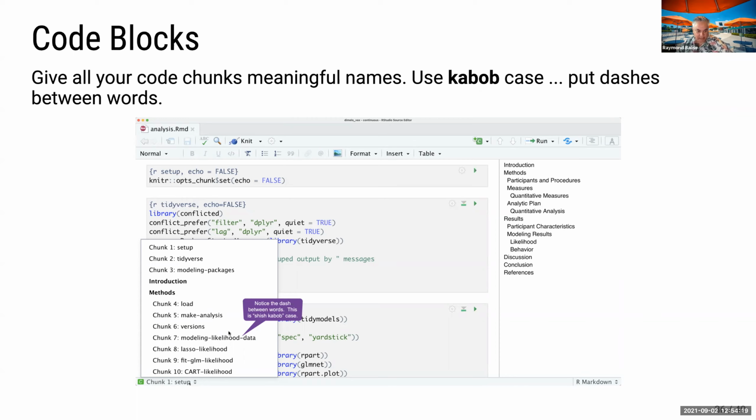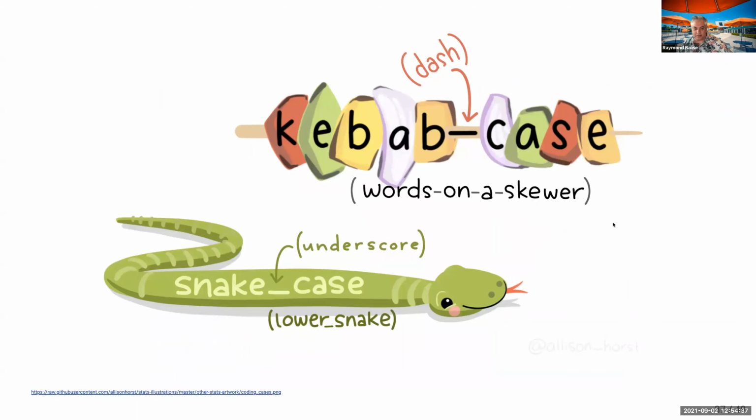The one headache in this is the naming of these chunks needs to use shish kebab case. So you know about uppercase and lowercase. Some of you may have heard of camel case and snake case. This is shish kebab case, words separated by dashes. To help you with that, here is some more work from Alison Horst. So kebab case versus snake case, which has the underscores. So remember, the code block names need to be written in kebab case.